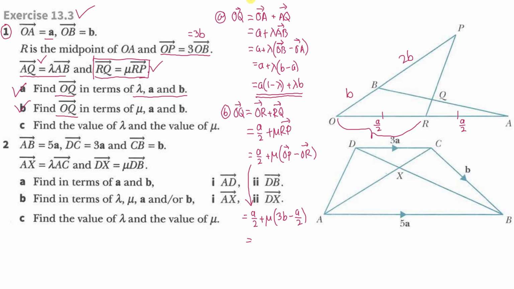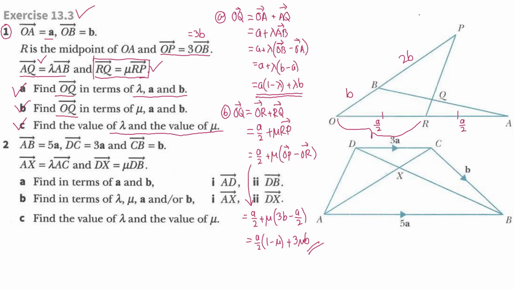That is the rule of writing a vector according to the other vectors. If we take A by 2 common, inside we can write 1 minus mu, and the other part is 3 mu B. This is the second portion of this question, in terms of mu, A and B. We have done the B part. Now let's move to part C. It is written there, find the value of lambda and the value of mu. Both are constants. I'm going to use a different color for that question.